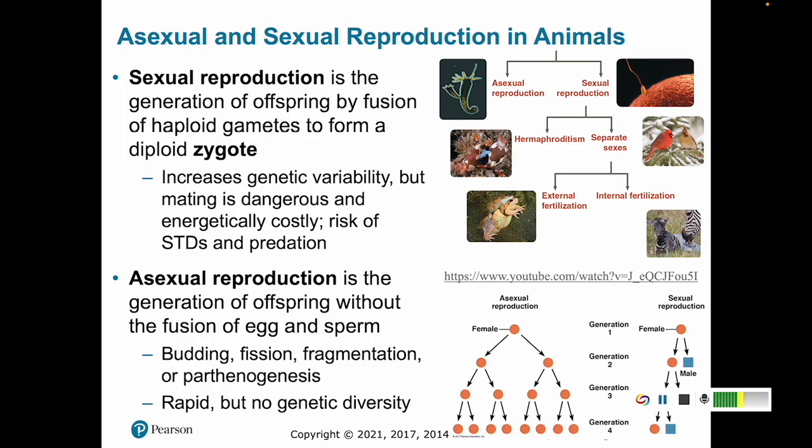Okay, so first let's divide it into asexual and sexual reproduction. Sexual reproduction is when offspring are generated through haploid gametes, through sperm and egg fusing to make a zygote. That's what you see here in this picture. Then we'll talk about different types of sexual reproduction, but right now we're talking about sperm and egg. One thing that's good about sexual reproduction is it increases genetic variability.